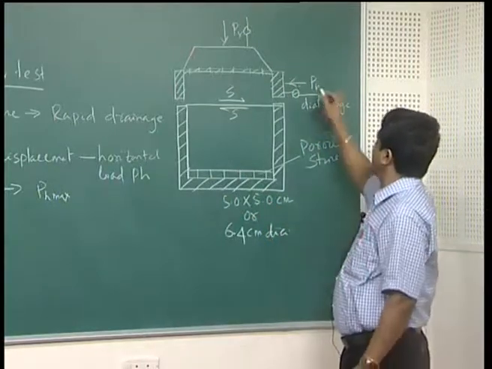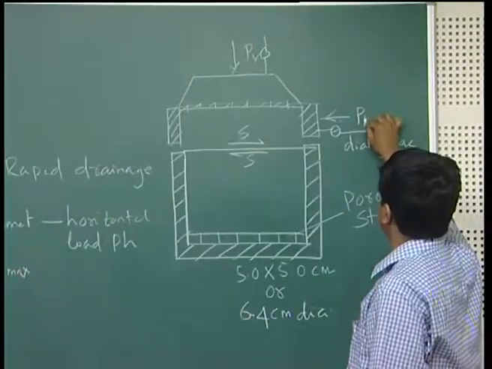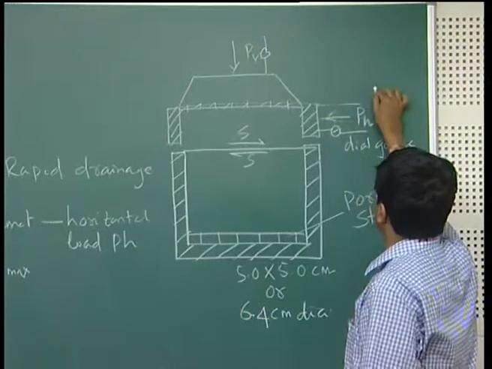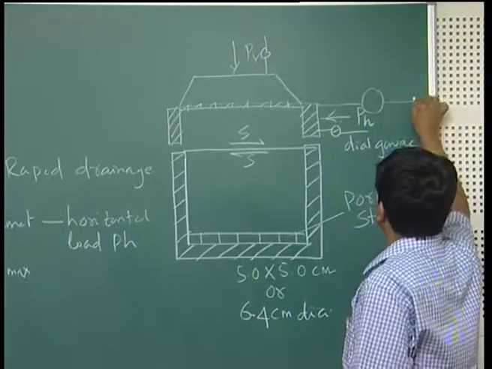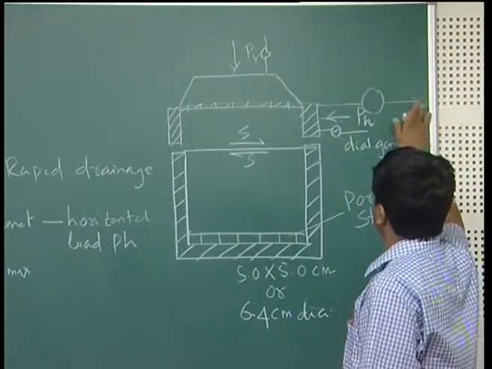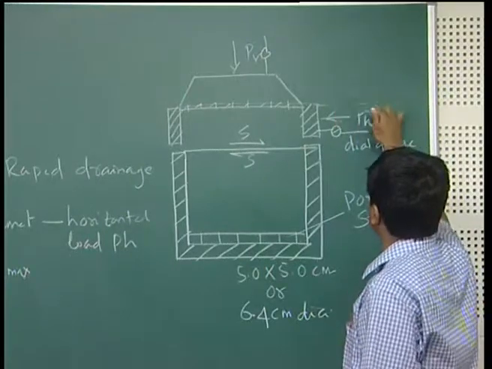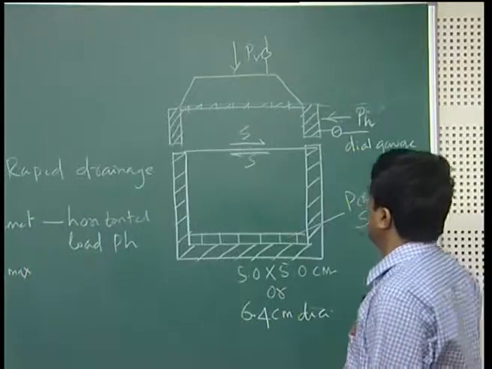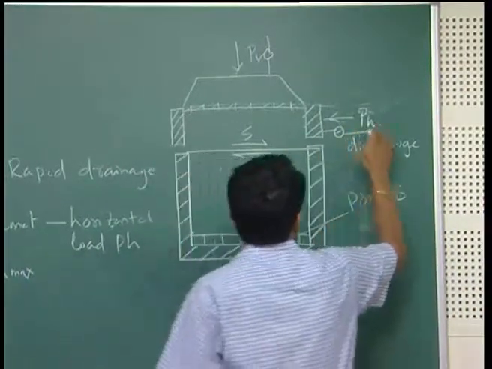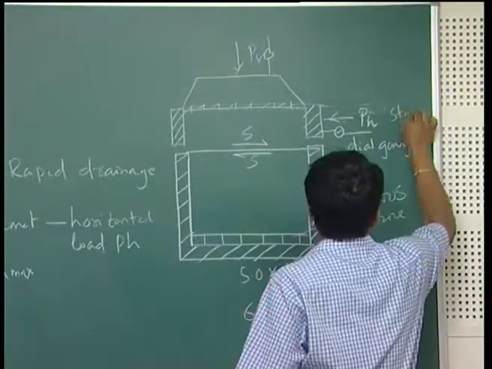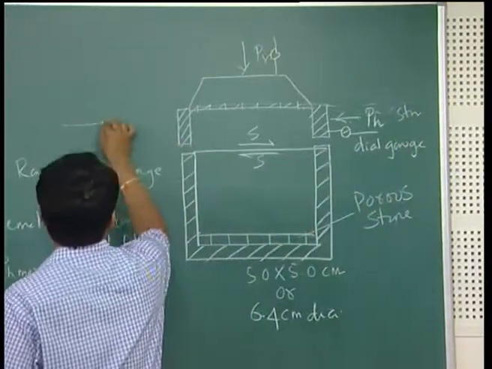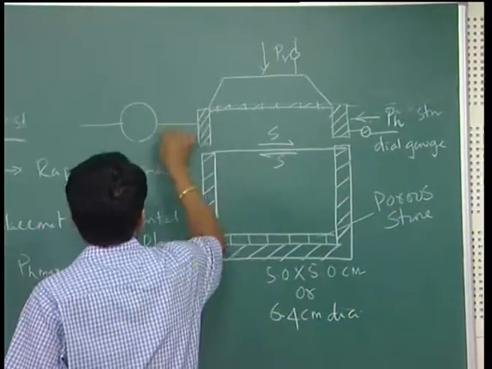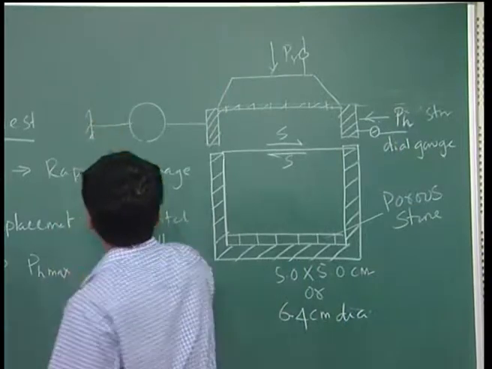Here the lateral or horizontal load is applied by means of a proving ring, and either you apply a proving ring here, or you can apply direct load here at a constant rate, or maybe you can apply by strain here, or you can measure load by means of a proving ring at the opposite end.